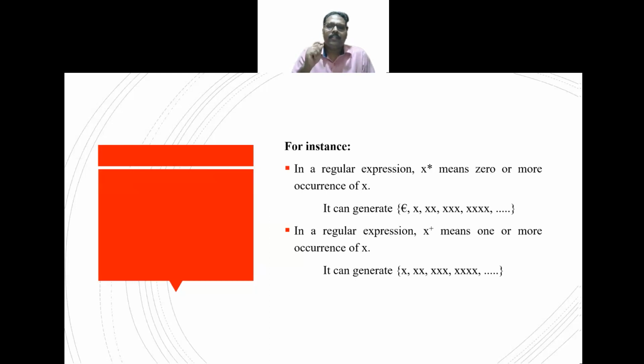X star, the Kleene star of x, means it can generate 0 or more occurrences of x. The 0 occurrence of x, that is the null string, is denoted as epsilon here. We can use either the symbol lambda or epsilon. Those things we discussed in the previous sessions. In a regular expression, x plus means 1 or more occurrences of x. It can generate 1 or more occurrences of x, that is x plus, the closure of x, Kleene plus.